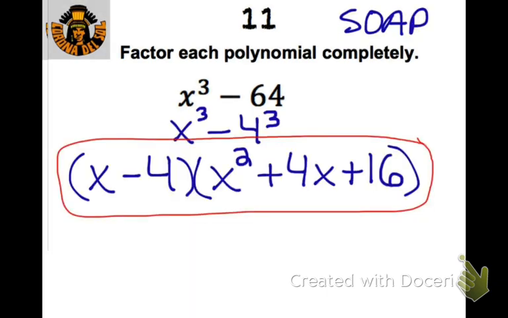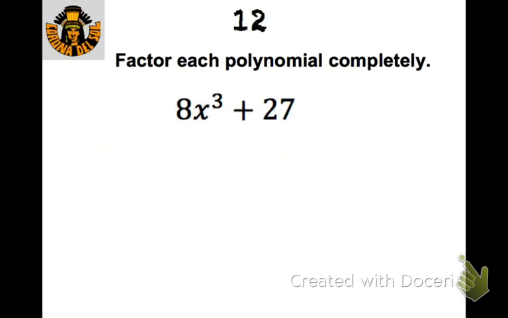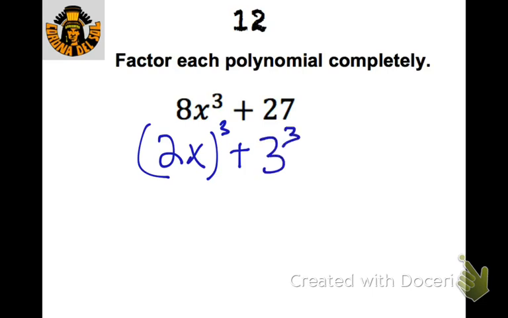All right, and same pattern again, so let's do a breakdown. So it's going to be 2x quantity cubed, and then we have to think about, what's the cube root of 27, so that's 3, so 3 cubed. So now that we have it broken down, we can follow the pattern.